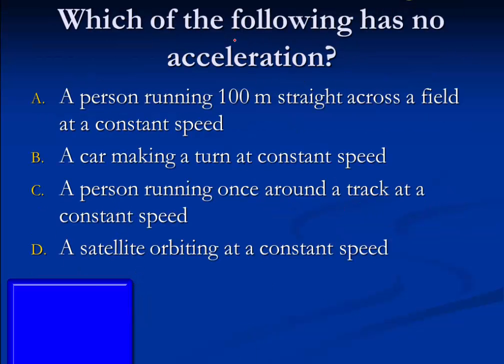So which of the following has no acceleration? A person running 100 meters across a field at a constant speed, a car making a turn at constant speed, a person running once around a track at constant speed, or a satellite orbiting at constant speed. And the answer is going to be A.